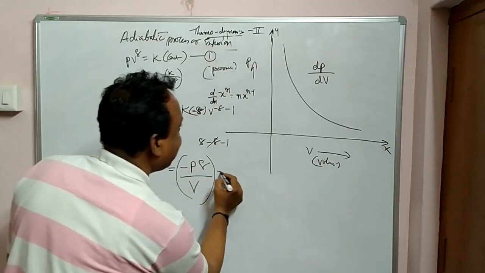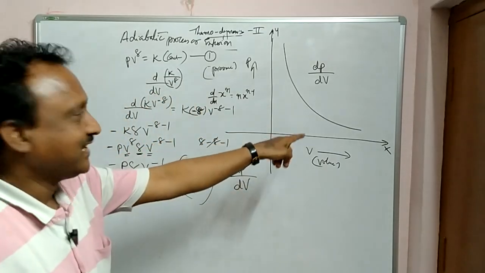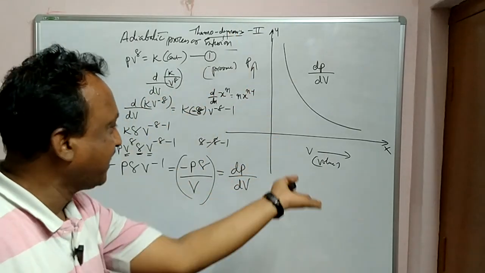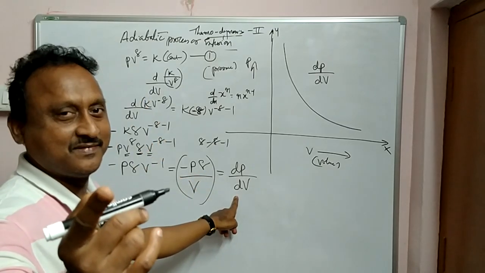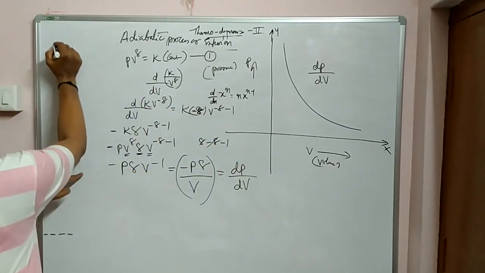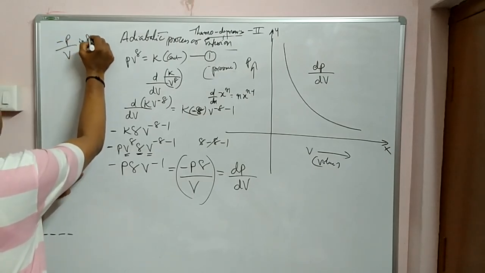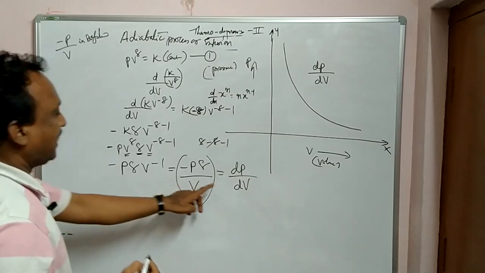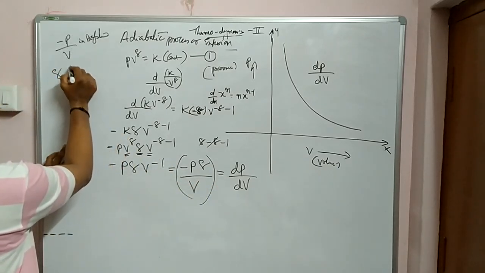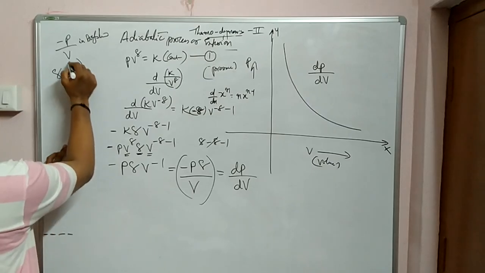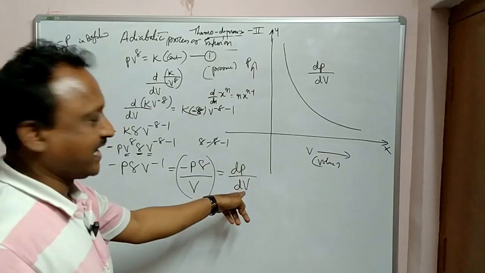You can see this is the slope dP by dV in the adiabatic process. In the adiabatic process, what is the slope? Negative slope. How many times is it? You can see gamma times that of Boyle's law. In Boyle's law, how much did we get? Minus P by V. In the adiabatic fast process, we got gamma times minus P by V. So here the graph slope is decreasing gamma times.